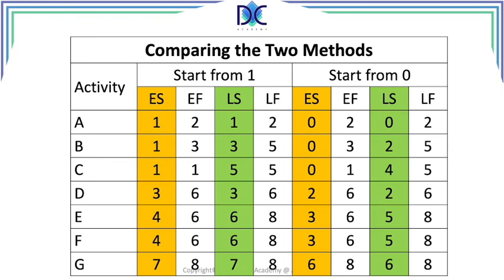Now you understand how to calculate all the elements related to the project network diagram: the early start, early finish, late start, late finish, slack, and identification of the critical path. And now you also understand the difference between starting from 1 or starting from 0. Both methods are equivalent, so normally they should lead to the same result, but it may sometimes be confusing, so be aware of this. That's it for this video.